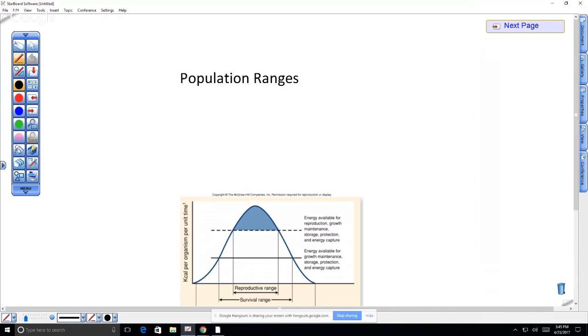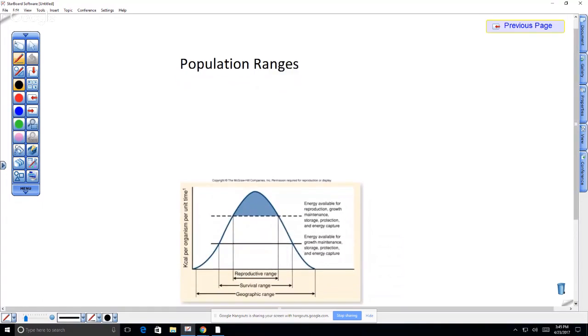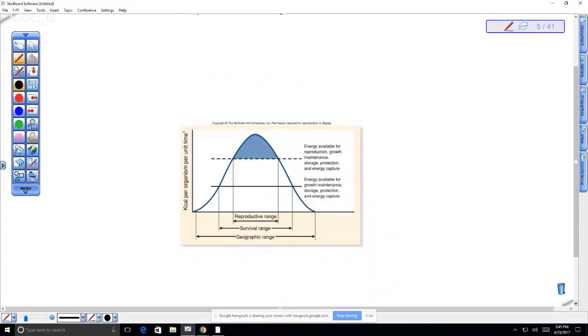Okay, so this is where I was going to go with this: population ranges. These population ranges can describe the distribution of species. And we can say, okay, this is the range where they survive, that's their geographical range. But then we can also see that this narrows their ability to survive, and their reproductive range might be even narrower. The example in your book uses plants.